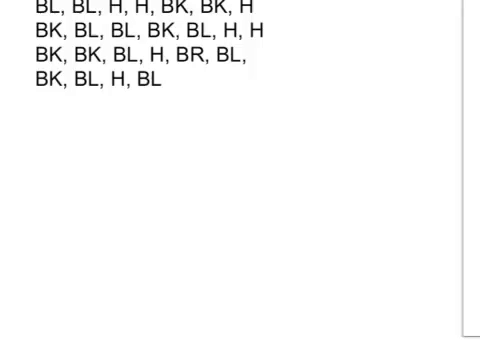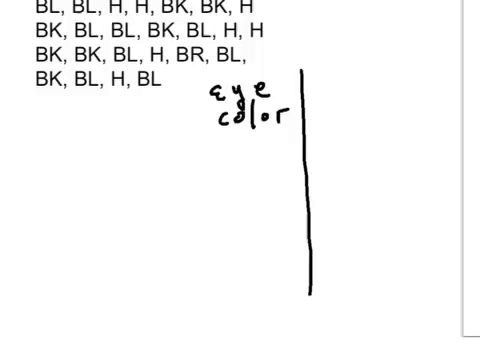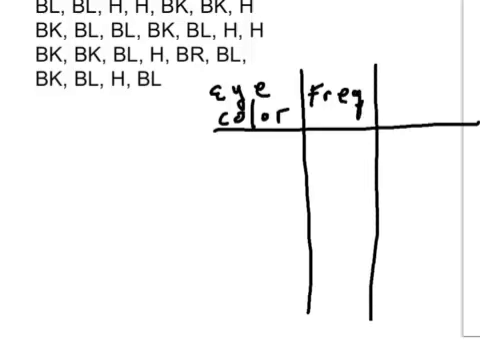When we construct a group frequency table, we will set up a table that will have columns of the variable. So here I'll go eye color. The next one will be frequency. This is going to be our counts. And our last one will be a relative frequency. And then the data form the rows.